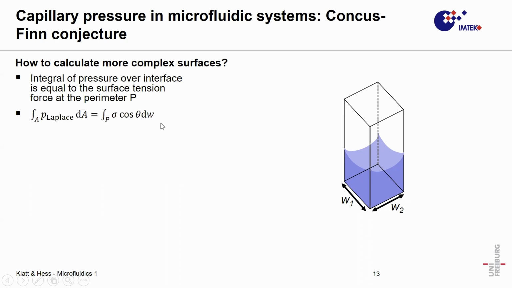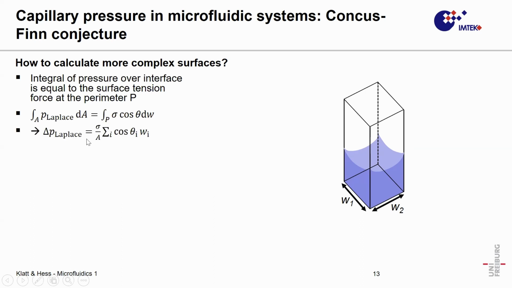So what does it mean in terms of equations? You can state it like this: the integral of the Laplace pressure over the area, which is highlighted in light blue here, equals the integral of the surface tension times the contact angle along the perimeter. So along the lines, the edges of our rectangular form here.